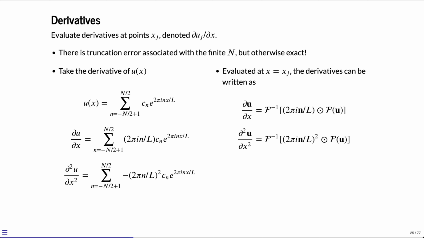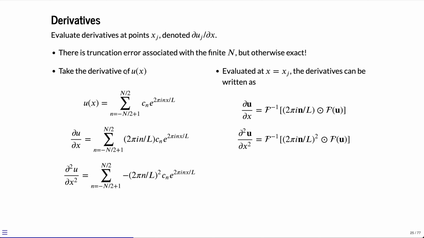Now, our goal is to use these to evaluate derivatives using high-order methods. To evaluate derivatives on the grid, we're going to denote those as just du_j/dx, which is the same as the derivative of the function evaluated at point j. Now there's truncation error associated with using just a finite number of basis functions, but otherwise the evaluation is exact up to machine precision, and this is great. It makes for really high order methods that are efficient. So let's show how to do it.